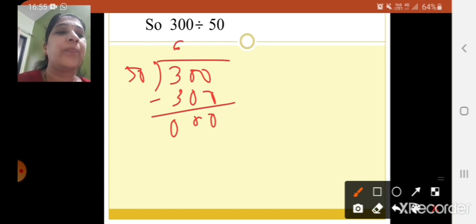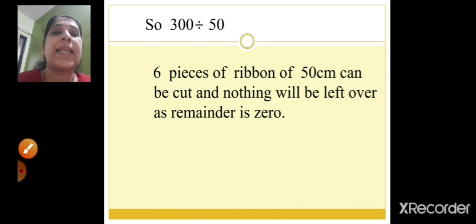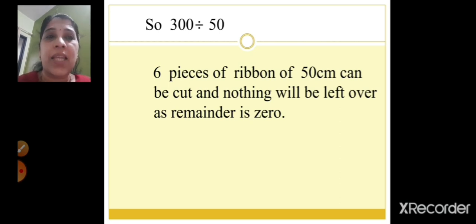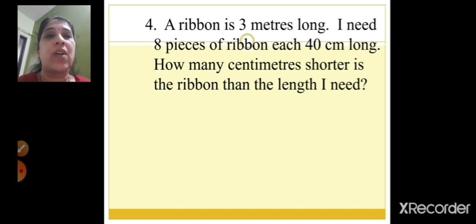Right? So 6 pieces of ribbon of 50 centimeter can be cut and nothing will be left over as the remainder is 0. So as I told you children, we divided 300 by 50. We got the answer as 6. So 50 centimeter length, like this we can cut 6 pieces of ribbon and we got the remainder as 0. So no pieces will be left over. So I hope students you have understood this problem. Let's move to the next word problem.